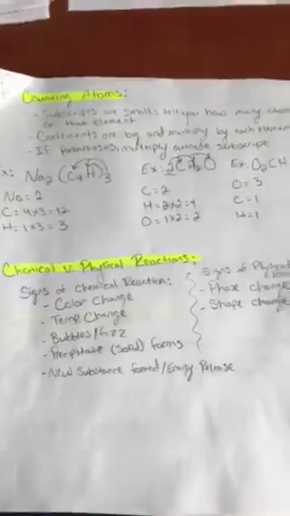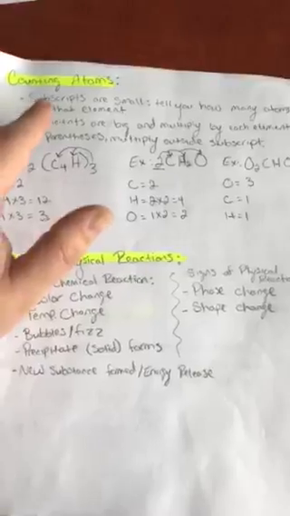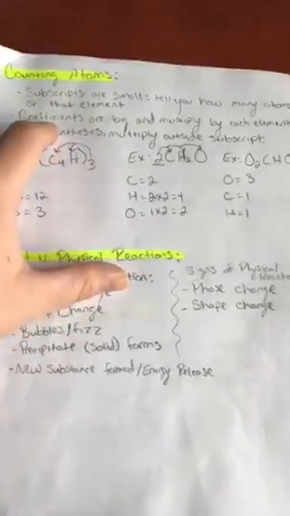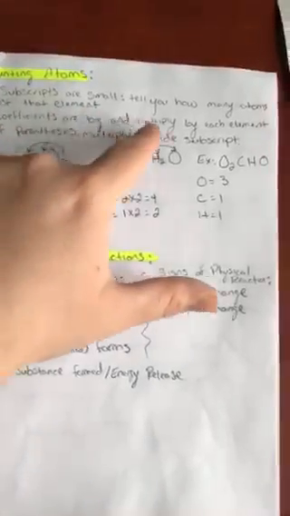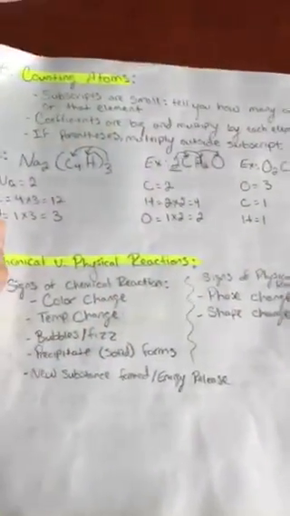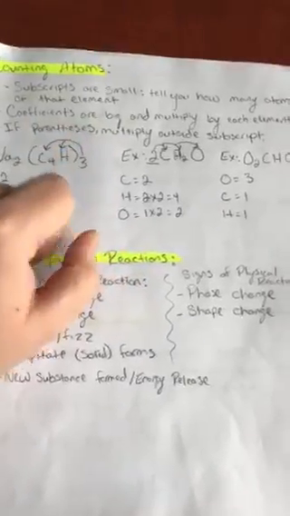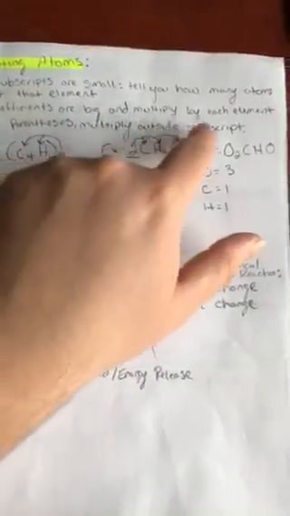Our next page is counting atoms. So this is something that is very mathematical, right? So just some reminders. Our subscripts, when we're counting atoms, are the small numbers. They tell you how many atoms are of that element in a molecule. Coefficients tell you how many molecules there are, and you multiply by each element, right? If there are parentheses, guys, and the element is inside the parentheses, we need to multiply by the outside subscript.